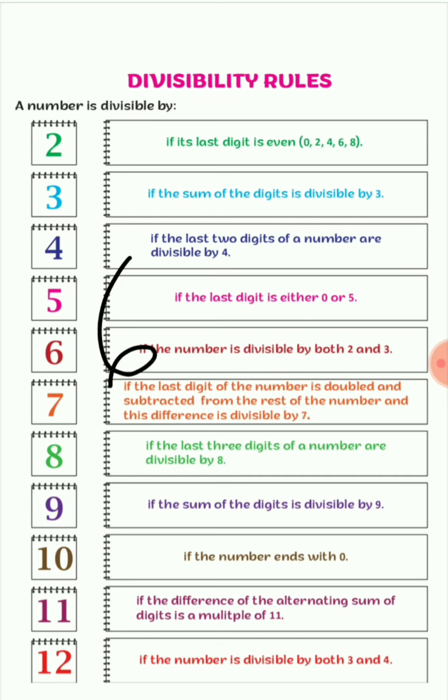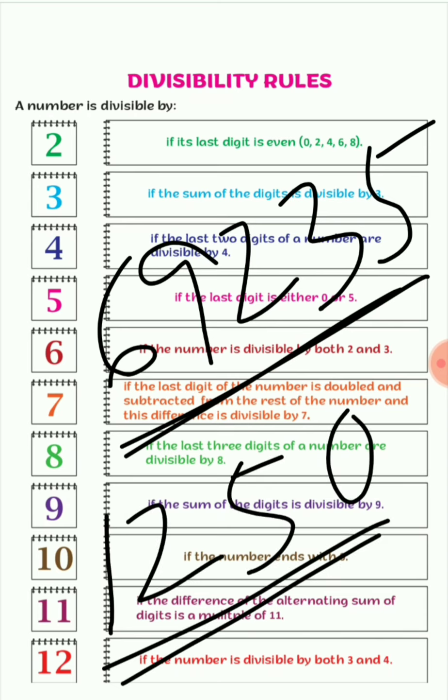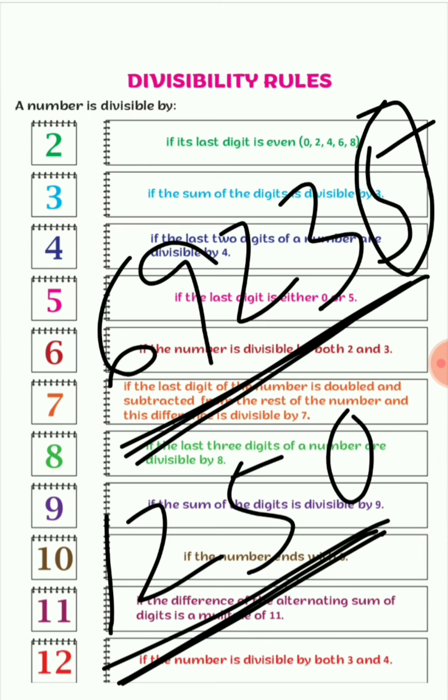Suppose 6 9 2 3 5. This is a number and another number. Let's take it simple: 1 2 5 0. Look at both numbers. Here the last digit is 5, so it is divisible by 5. Here the last digit is 0, so it is divisible by 5.